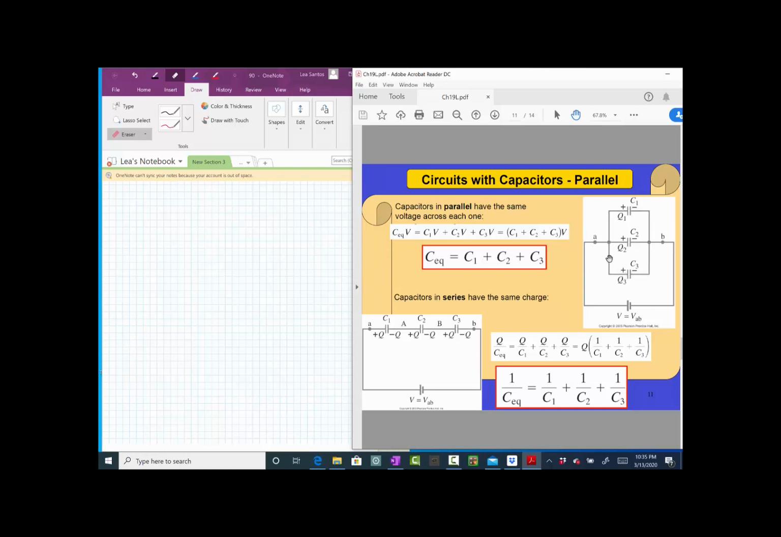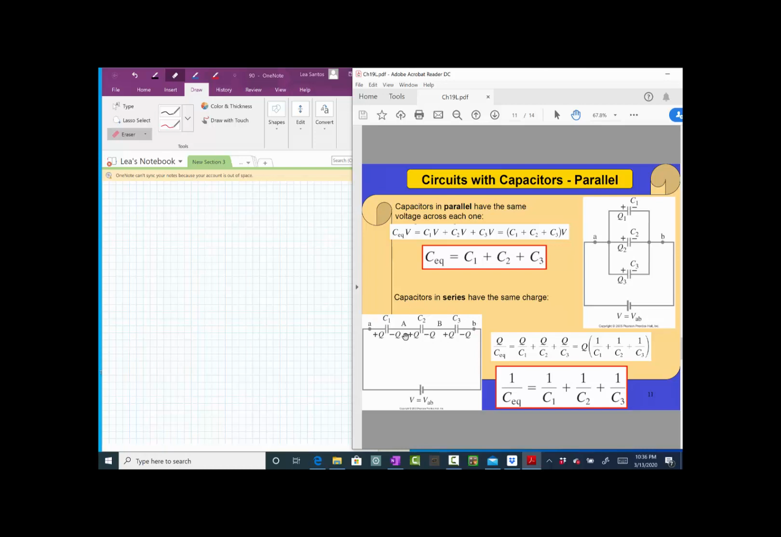On the top case, we have capacitors in parallel, right? We have here a battery, and then we split these lines into three. Each line has a different capacitor, okay? So we want to find what is the equivalent capacitance for this circuit. Here at the bottom, we have capacitors in series. You see that we have a single line, we have the battery here, and then a single line, and then we go one after the other, we put a capacitor, okay? And we want to find what is the equivalent capacitance for this circuit as well.